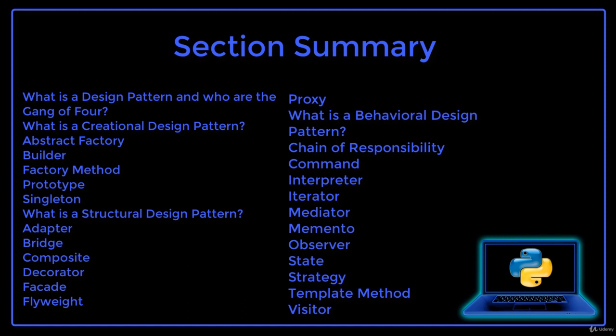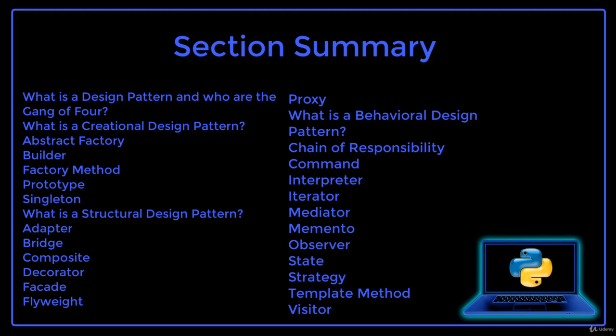The interpreter design pattern defines a grammatical representation for a language and provides an interpreter to deal with this grammar. The iterator design pattern allows us to sequentially access the elements of a collection. The mediator design pattern lets us simplify communication between classes by giving us a middleman to communicate and promoting loose coupling by removing the need for classes to reference each other explicitly.